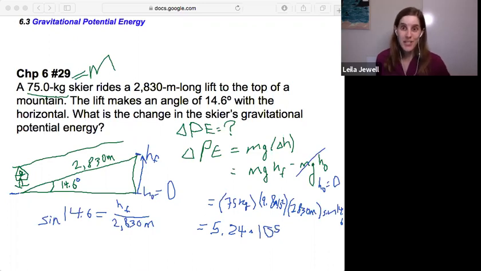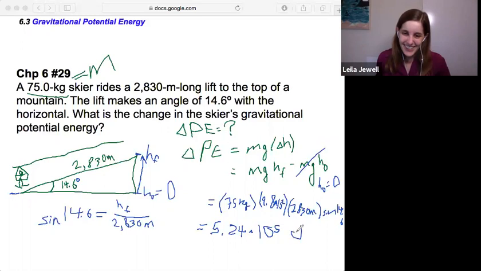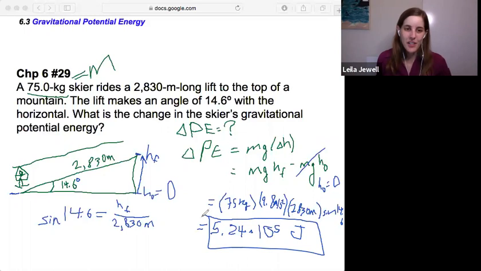Wow, that's a big number, right? That's 524,000 of its change in gravitational potential energy. Very impressive, but it's meaningless without units. So what units do I need to fill in here? It's joules! So we need the joules in order to finish our answer, and there we have solved number 29 from chapter 6, which demonstrates gravitational potential energy.